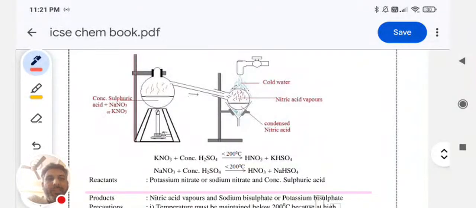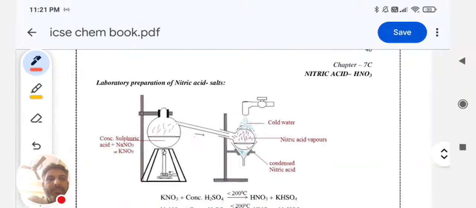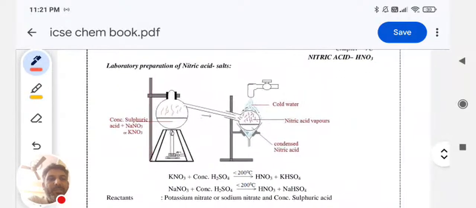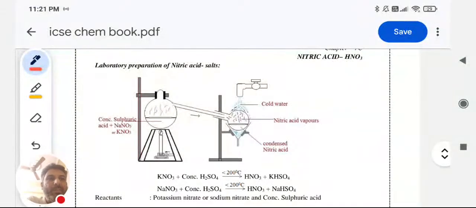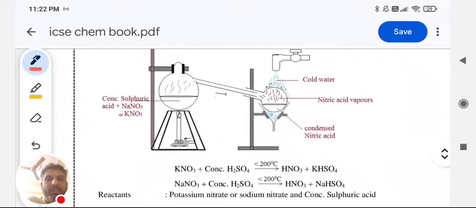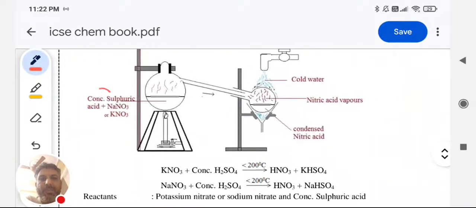Right, next we start nitric acid. So nitric acid is also a volatile acid. So to prepare nitric acid, which is a volatile acid, here also we use a non-volatile acid like sulfuric acid and a salt of nitric acid. That is either sodium nitrate or potassium nitrate.